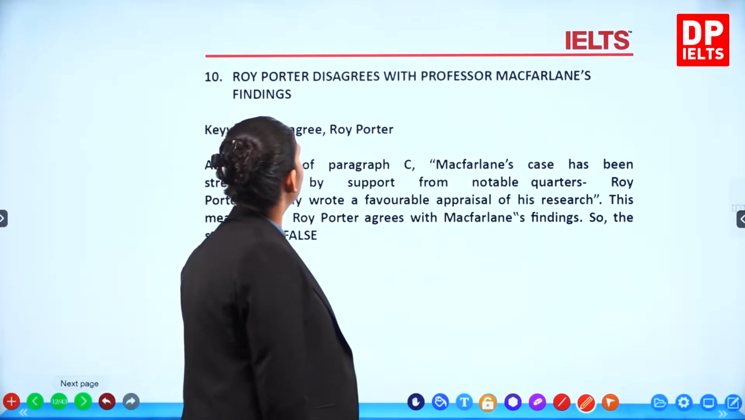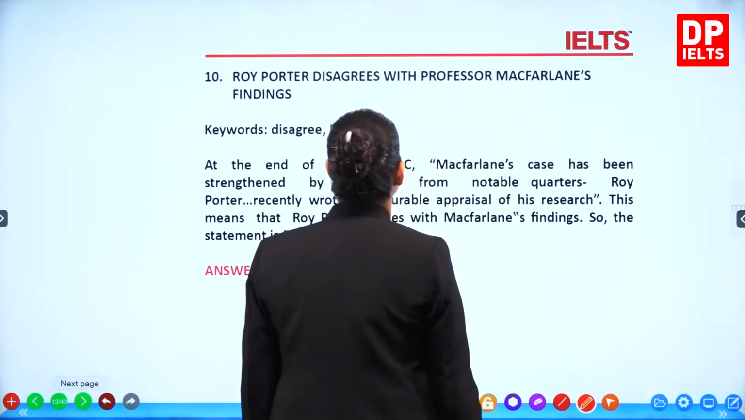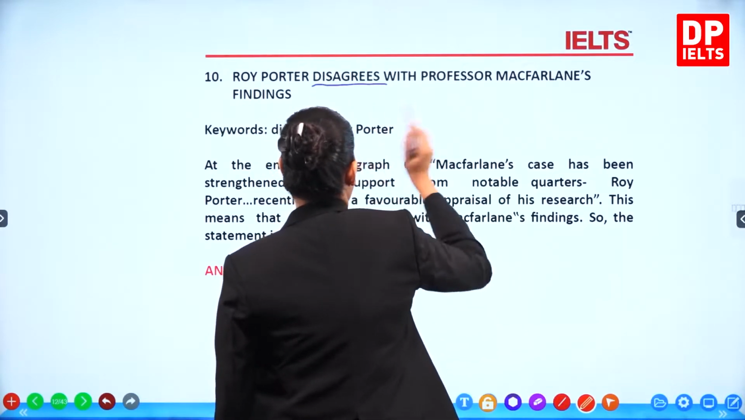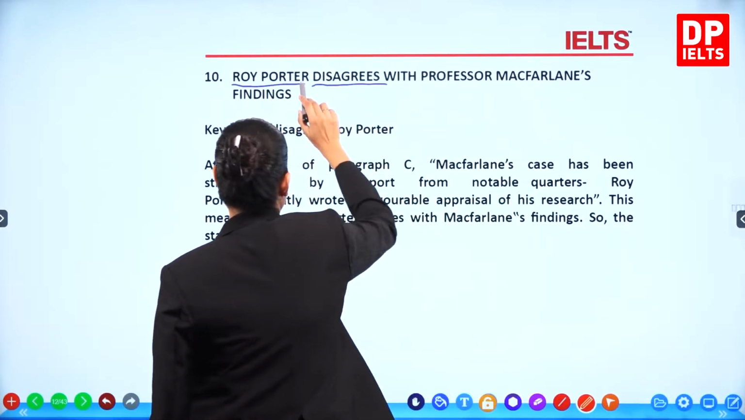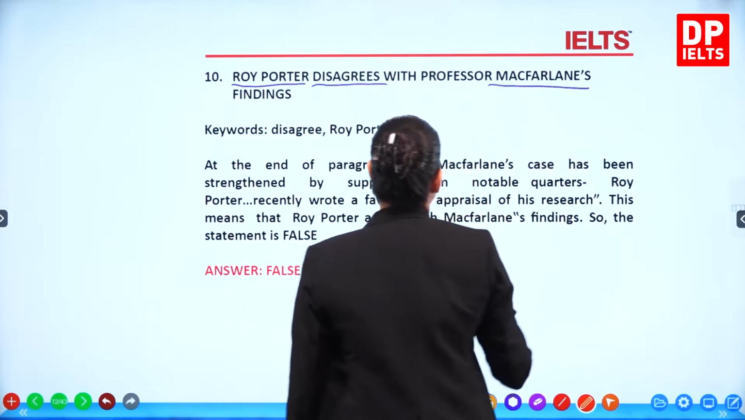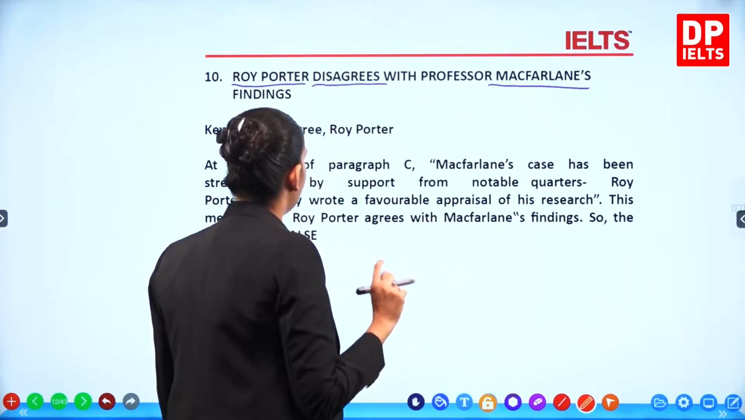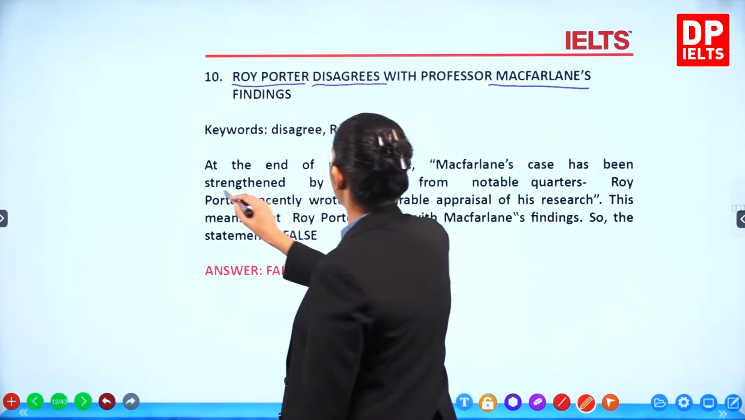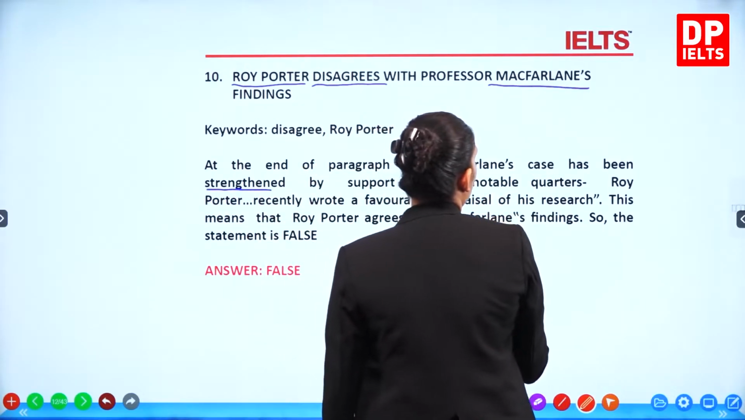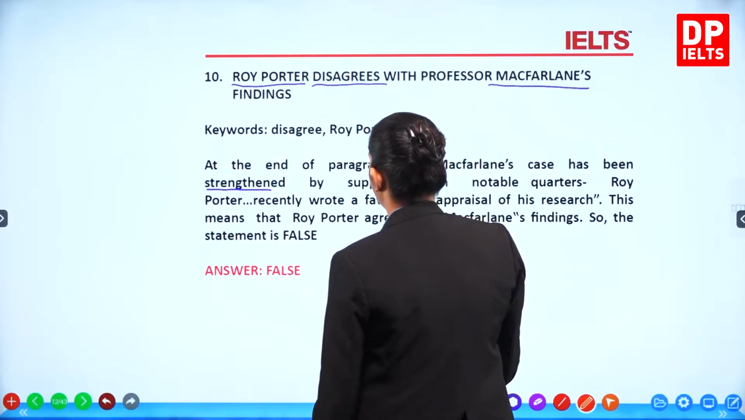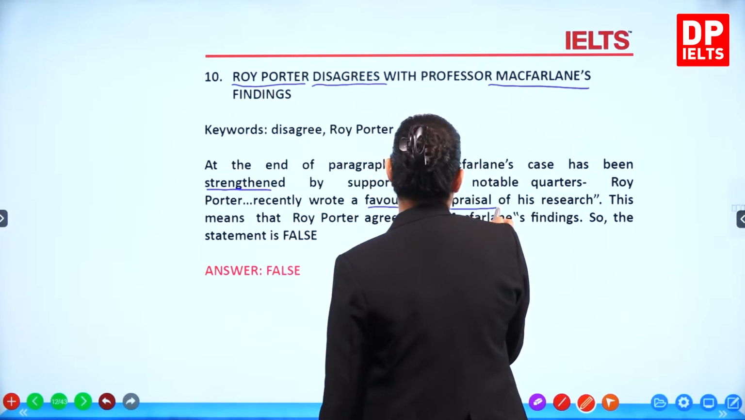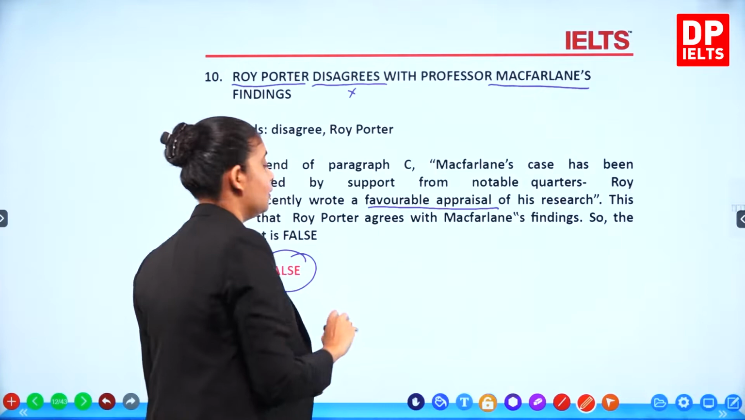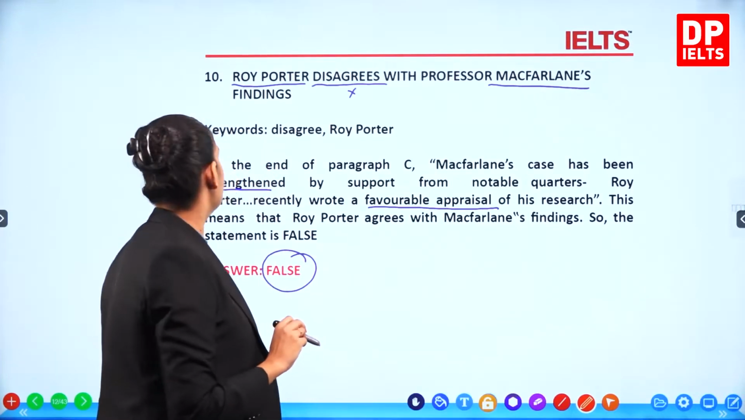10. Roy Porter disagrees with Professor Macfarlane's findings. So disagree with Professor Macfarlane's one. Roy Porter disagree with Professor Macfarlane. At the end of para C, you can see Macfarlane's case has been strengthened by the support from notable quarters. Roy Porter recently wrote a favorable appraisal. So he disagrees is definitely wrong. He wrote a favorable answer. Therefore, the answer is false.